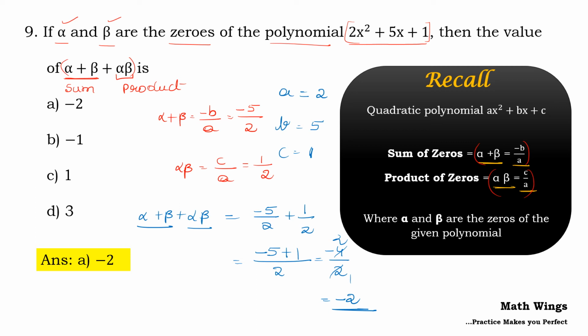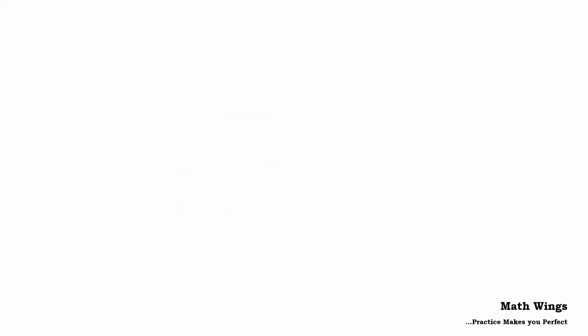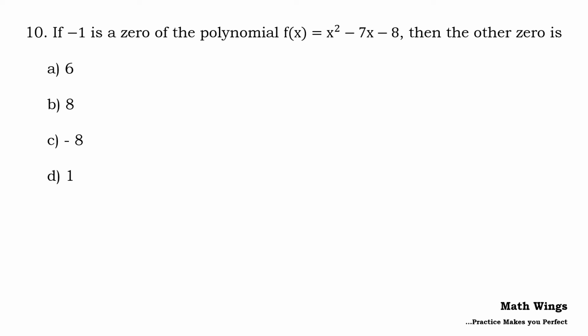Let us move on to the last question of this class. Here is the question. We have given that if minus 1 is the 0 of the polynomial f of x equals x square minus 7x minus 8, then the other 0 is. So observe that we have given one of the zeros of the polynomial. What we can do here, we can consider one zero as alpha is equal to minus 1. Therefore, they are asking what is the value of beta.